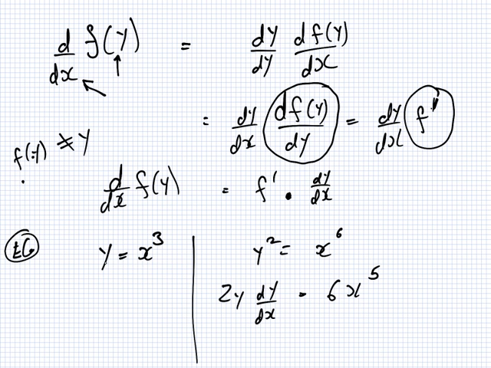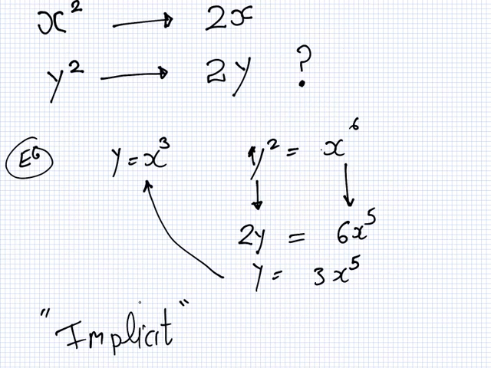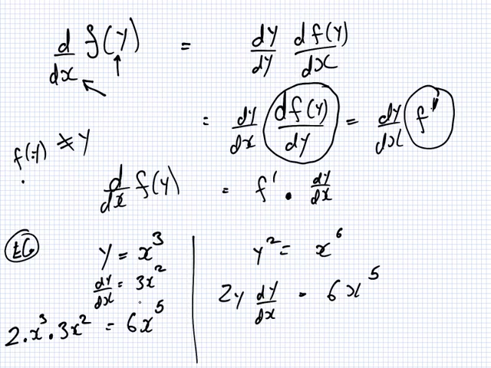Let's go back here. Y equals x cubed. What does dy dx equal? 3x squared. So let's see, does 2 multiplied by y multiplied by dy dx make 6x5? 2 multiplied by y, and y is x cubed. That's 6x5. So unlike the example earlier, it does actually work. It matches up just fine.